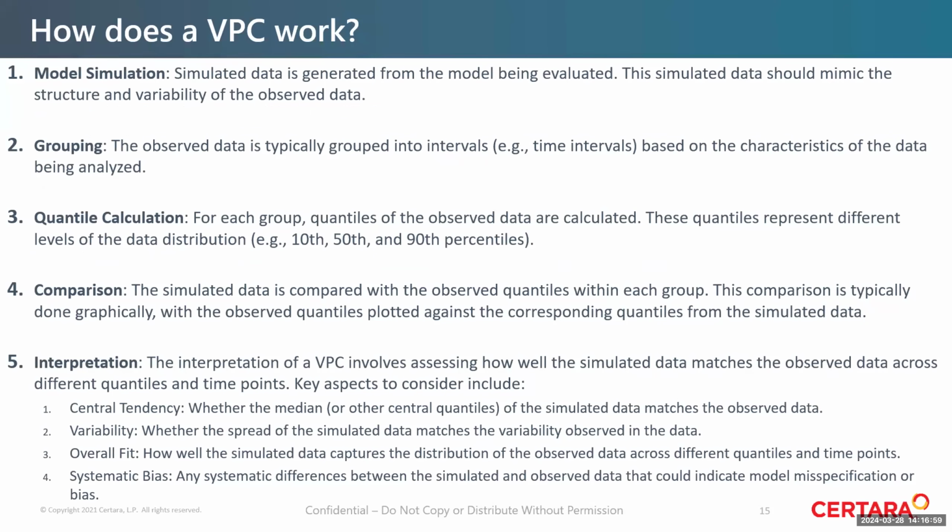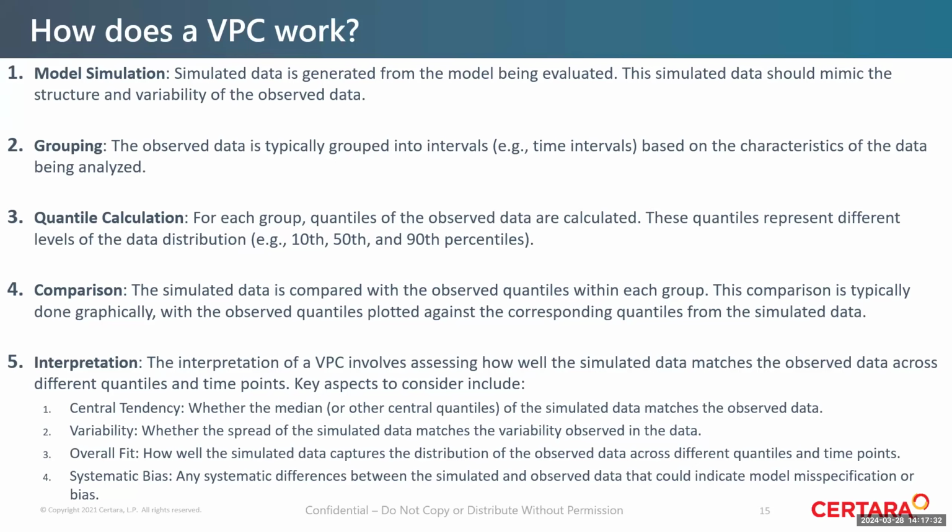Going through how a VPC works, the first step is model simulation, where you simulate data from the model that you want to evaluate. You have to make sure that the simulated data mimics the structure and variability of the observed data that you have. Then you group the observed data into intervals based on the characteristics in your data, the patient characteristics. And then you choose the quantiles.